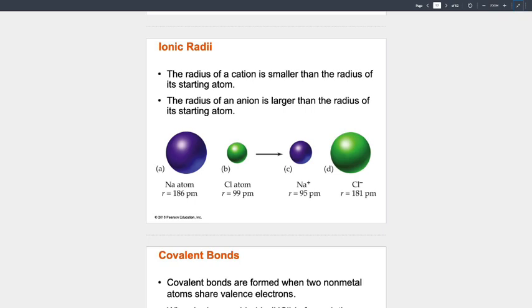As we go left to right, the volume actually decreases. Why does it get smaller? We're adding an electron. I added electrons here and it got bigger. I added an electron here, it gets smaller. What else is changing as I go from lithium to beryllium?